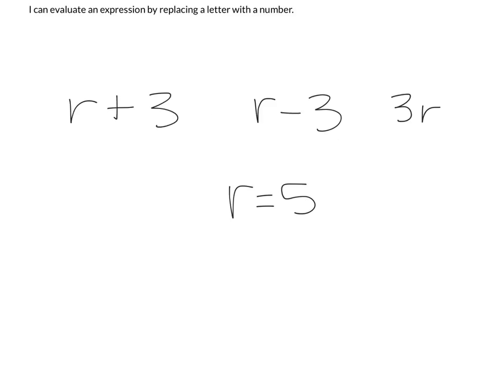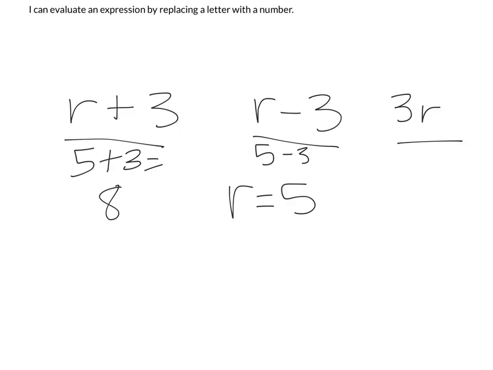If we are told that r is equal to 5, we are able to evaluate each of these expressions. The first one would be the same as saying 5 plus 3. We know that 5 plus 3 is 8. The second one would be the same as saying 5 minus 3. We know that the answer to that is 2.